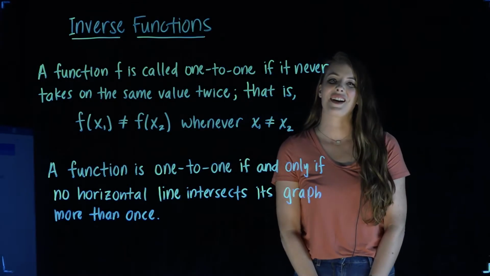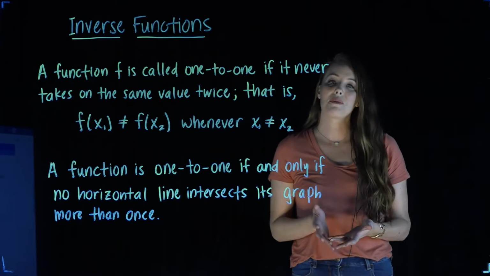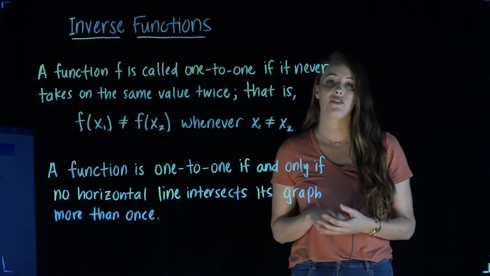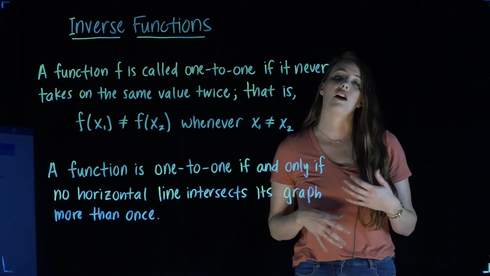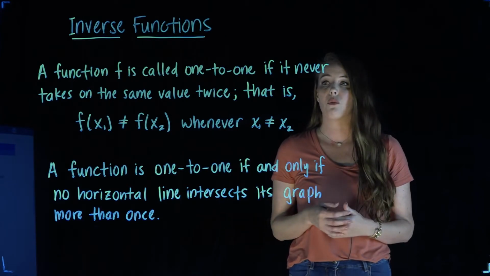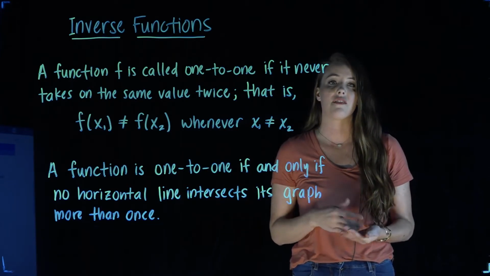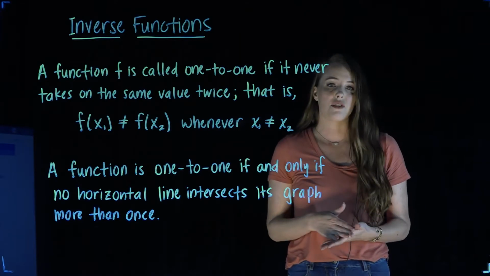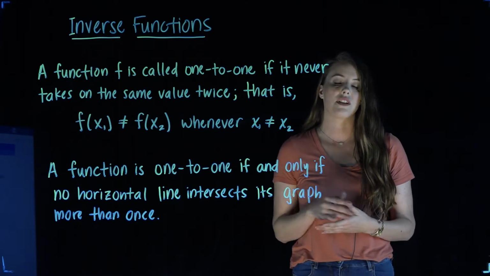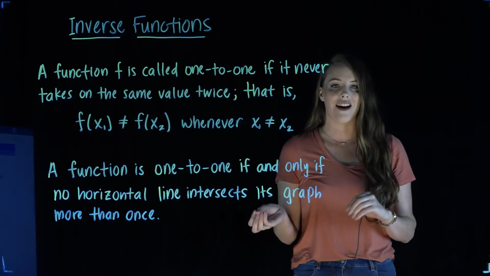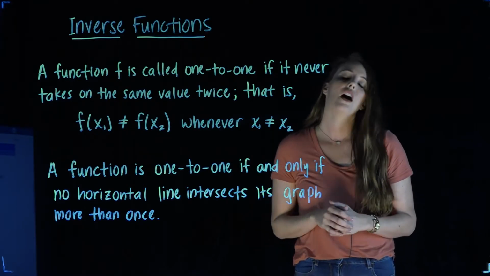In this video, we're going to talk about inverse functions. Before we can define an inverse function, we do have to define one property of a function first, and that is whether or not a function is one-to-one. So we say that a function f is called one-to-one if it never takes on the same value twice. That is, if f of x1 is not equal to f of x2 whenever x1 is not equal to x2. This means that two x values cannot have the same y value.